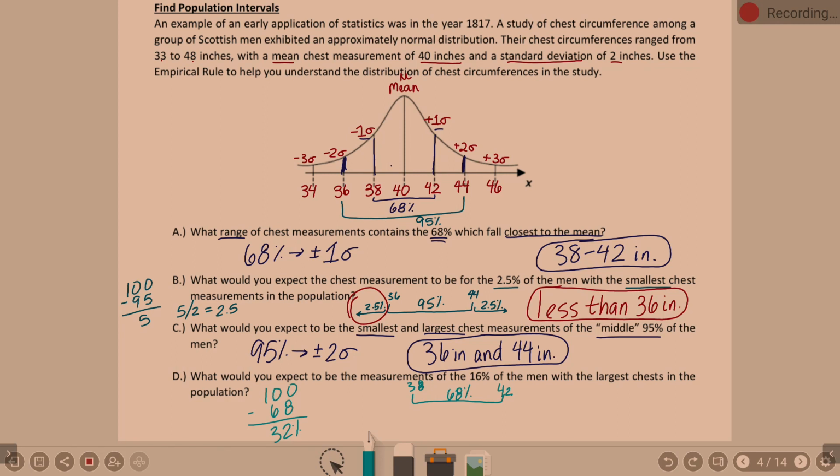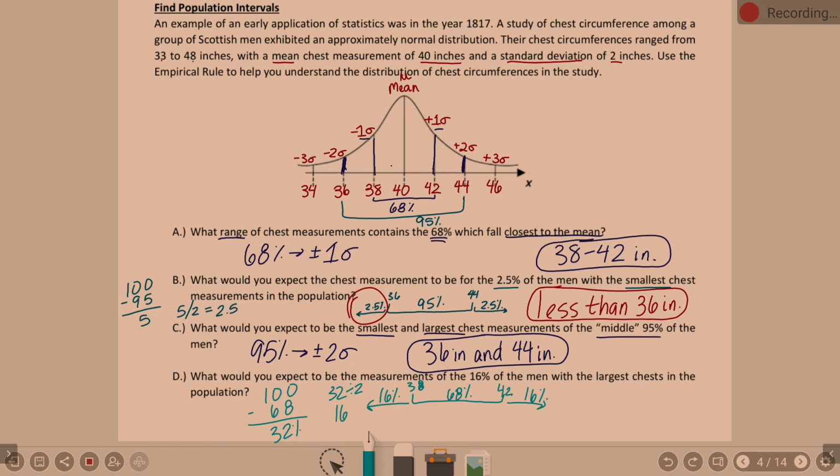But that 32% has to be split, right? Because some of it goes down low, some of it goes up high. So 32 divided by 2 is 16. That means that to the right of 42 is going to be 16%, and to the left of 38 is going to be 16%. This is really hard to write out. It just is. Keep with me.